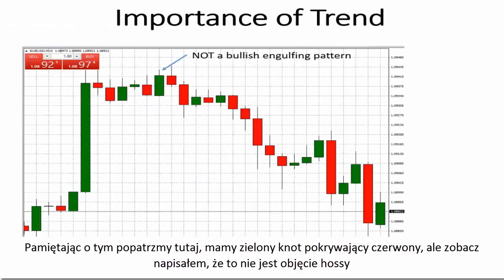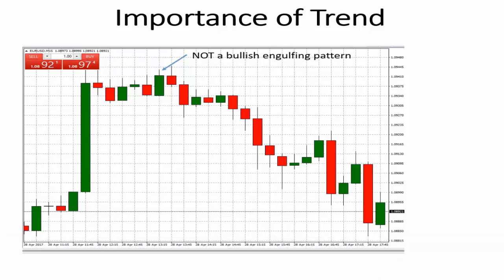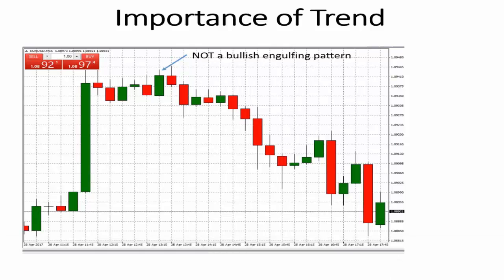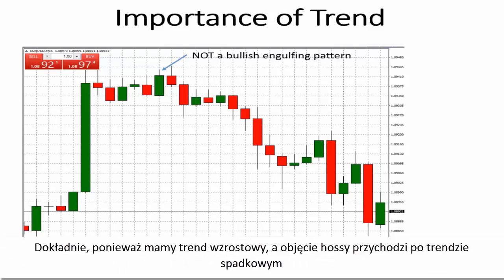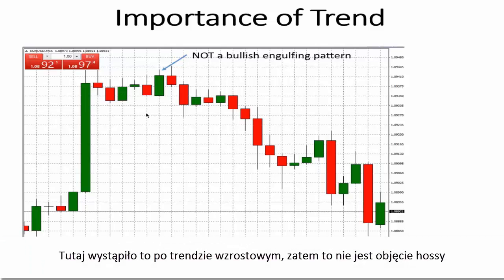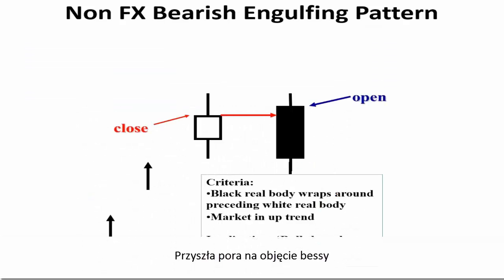So with this in mind, here's a green wrapping around a red. And notice I put not a bullish engulfing pattern. Why is that? Right, the trend is wrong. A bullish engulfing pattern has to come after a downtrend. This was during an uptrend or at best a lateral trading range. So this is not a bullish engulfing pattern.